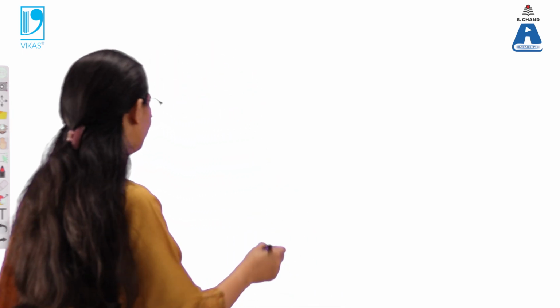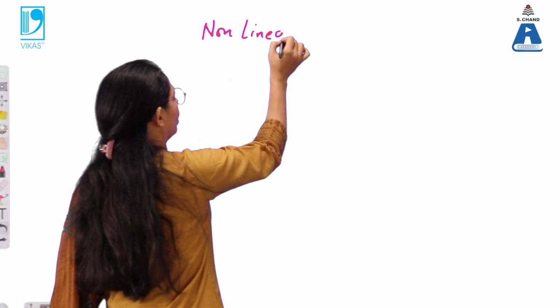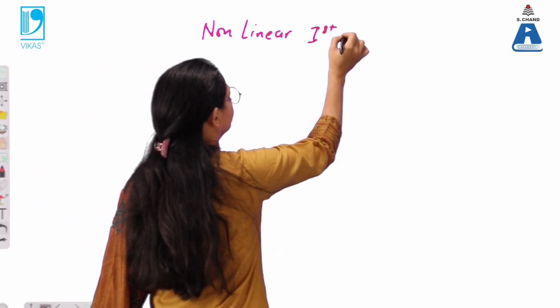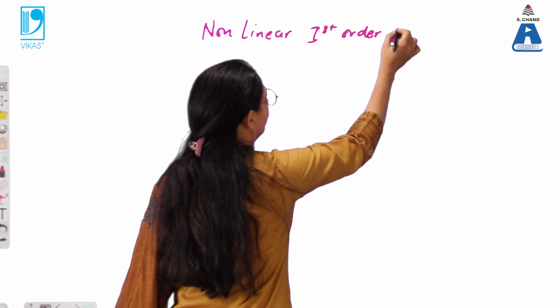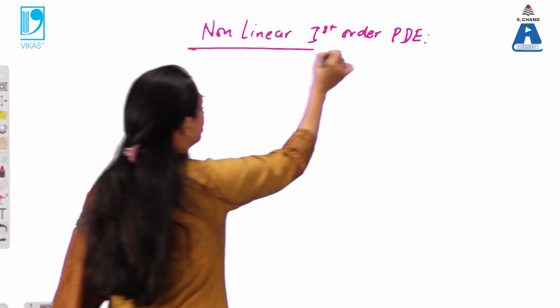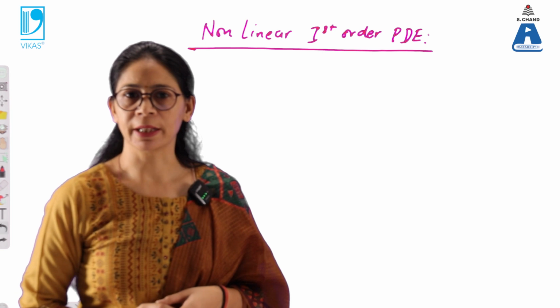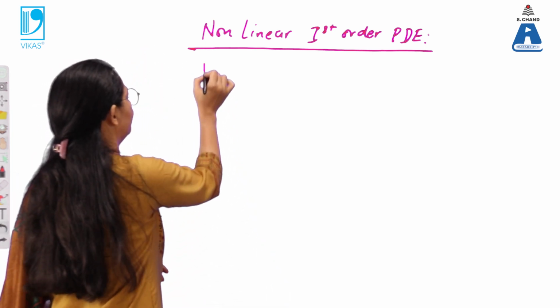Now, we will discuss how to solve the nonlinear first order partial differential equation. Nonlinear partial differential equations have typically been divided into 5 types, and we will discuss all 5. So, nonlinear first order partial differential equation. We are using the abbreviation PDE for partial differential equation. As I said, there are basically 5 types.